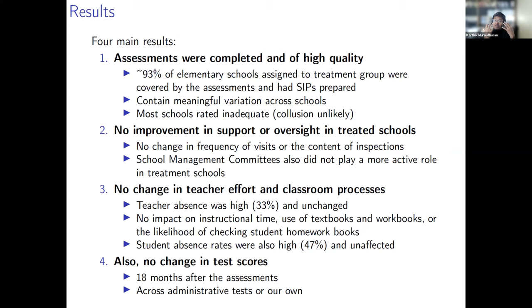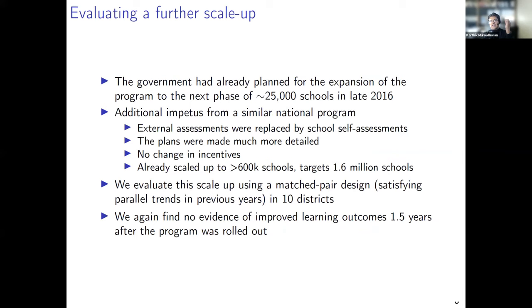But the story gets even more surreal from this. This is not just a case of an intervention that didn't work. The reason the story gets surreal is that the intervention still got scaled up, because the government had planned for this expansion to the next phase of 25,000 schools. By then, this program had been picked up as an all-India exemplar of a high-quality school management and governance program. So there was a national program called Shala Siddhi that basically had the same idea. And if anything, it was slightly weaker.